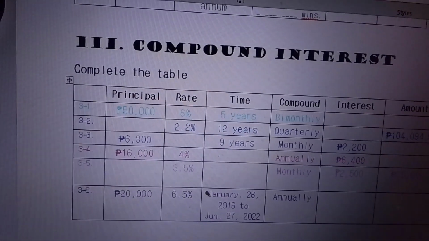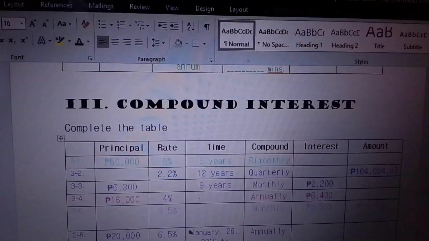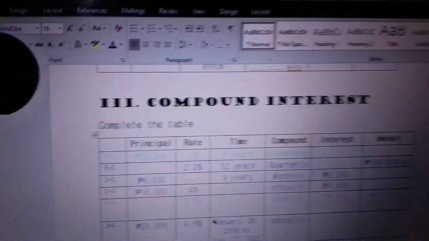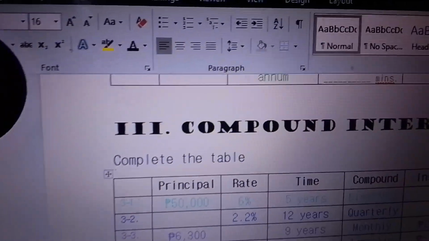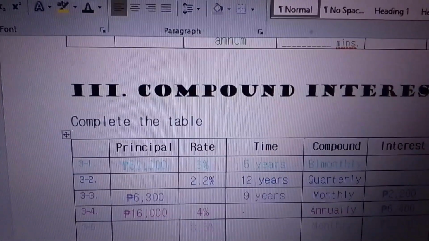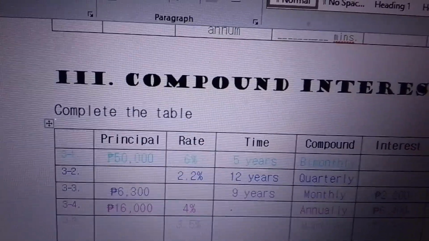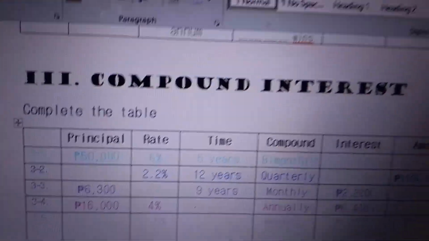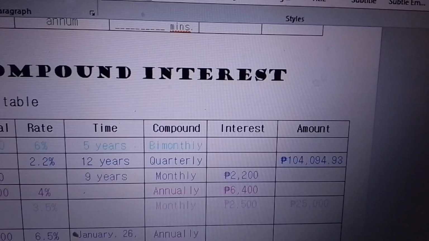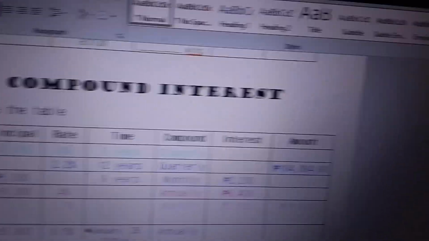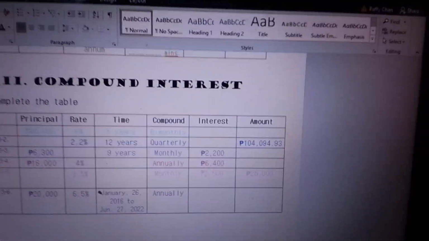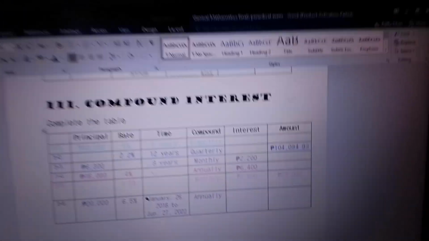Okay. So for our first problem, it says here that our principal is 50,000 pesos. 50,000 pesos has a rate of 6%. Compounding period is compounded monthly. Our time unit is 5 years. So what is the interest and amount? Complete the table. Now, here's what we're going to do.